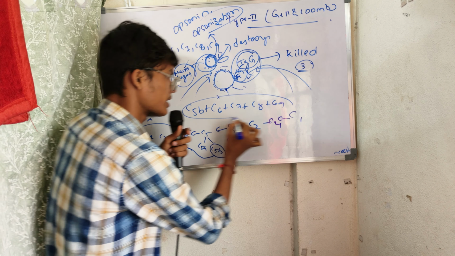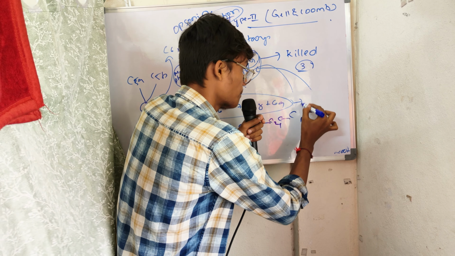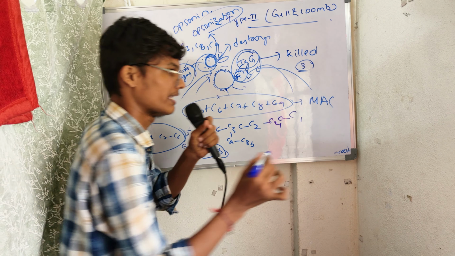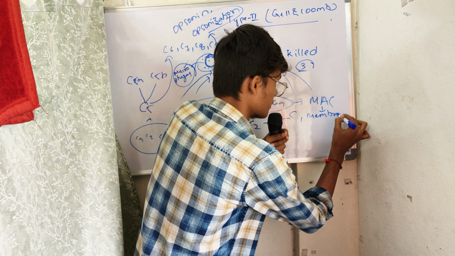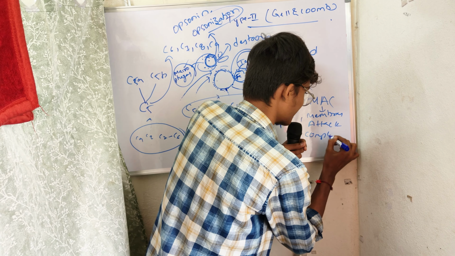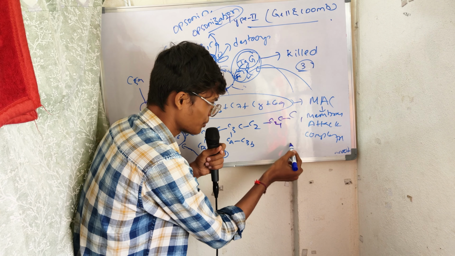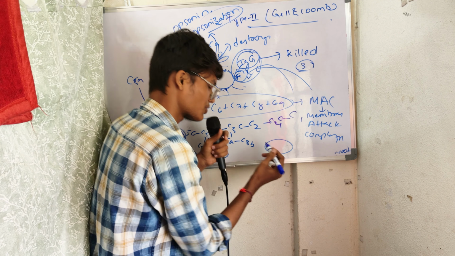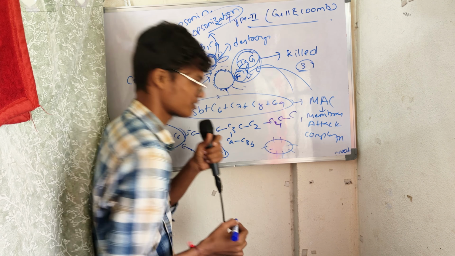These proteins all come together and form a complex known as MAC, that is membrane attack complex. This membrane attack complex goes near the cell to be destroyed and forms holes or pores.